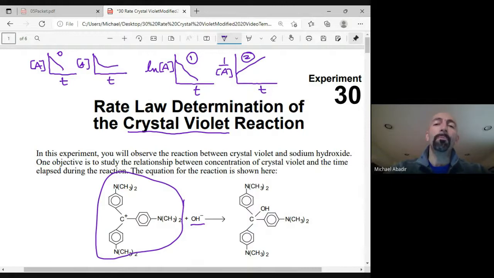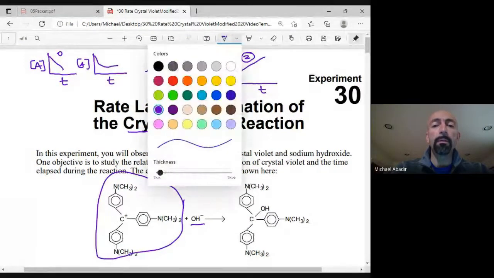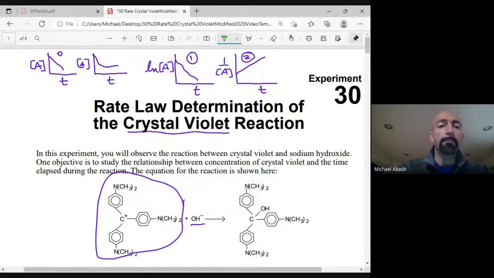Okay, so we have to take this a little deeper. How do we measure the concentration of crystal violet over time? Well, as I said, it does have a color, and as the reaction proceeds, the color will fade. So you'll see that change over time, but we really can't measure the actual concentration. So what we are actually going to be measuring is something called absorbance. I'm going to write ABS for absorbance. So instead of concentration, we're going to consider absorbance. That's what we're going to be doing for all of these graphs.